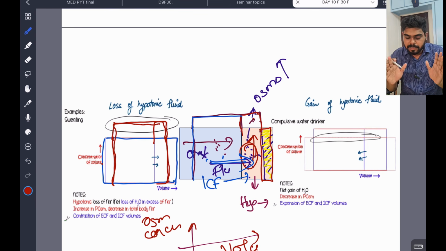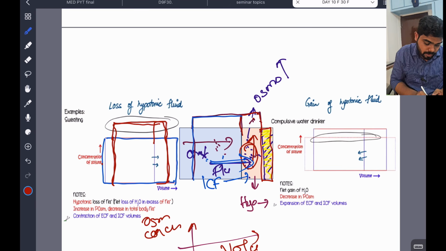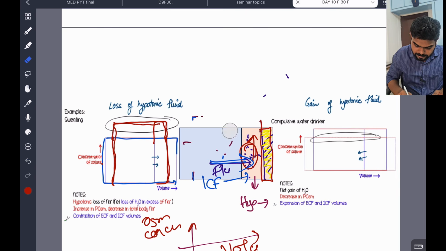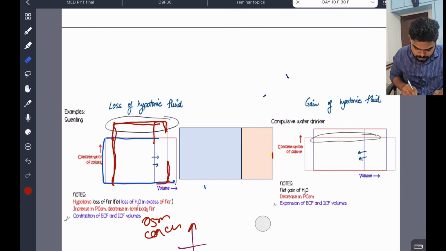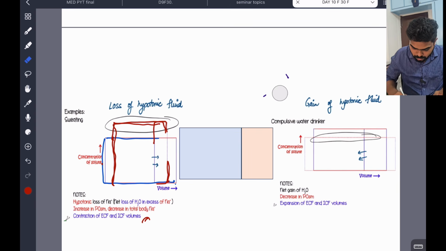The same thing we are going to apply in gain of hypotonic fluid. Now we will see what happens in gain of hypotonic fluid. This is a little concept-wise, that's why I'm explaining like this. Clear. Now see what happened.